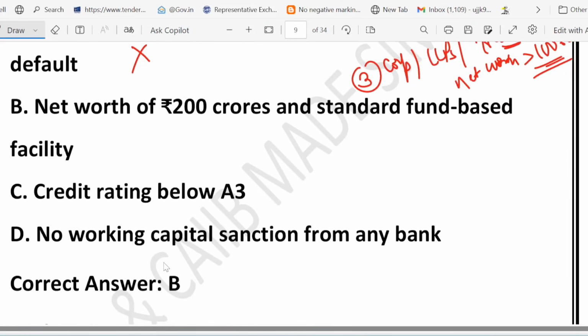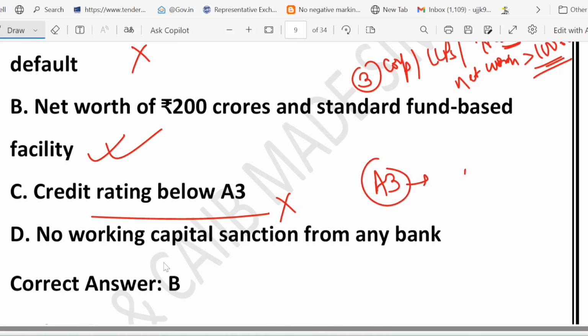What about option B? Net worth of 200 crore and standard fund based facility. It is perfect because ABC Limited has 200 crore net worth, a standard bank facility, and a credit rating of A3. So all eligibility boxes are ticked. So yes, this is the criteria. Credit rating below A3, they are ineligible because A3 is the minimum accepted criteria. Anything below A3 like B or C means high risk.